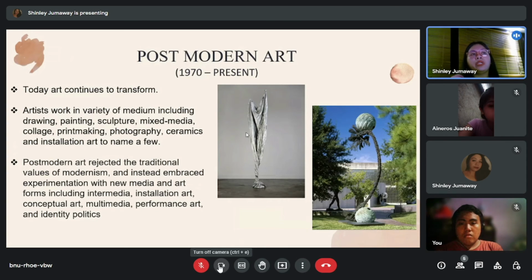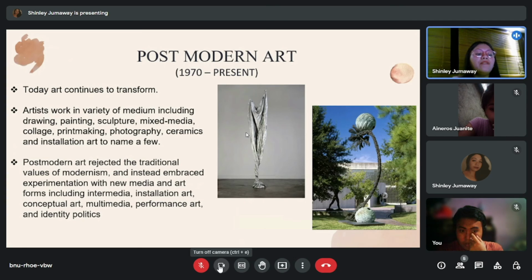So the postmodern art, nag-exist ito during 1970 up to the present. Artists work in a variety of media including drawing, painting, sculpture, mixed media, collage, printmaking, photography, ceramics, and installation art, to name a few. Postmodern art rejected the traditional values of modernism and instead embraced experimentation with new media and art forms, including intermedia, installation art, conceptual art, multimedia, performance art, and identity politics. It is everything we can see today.